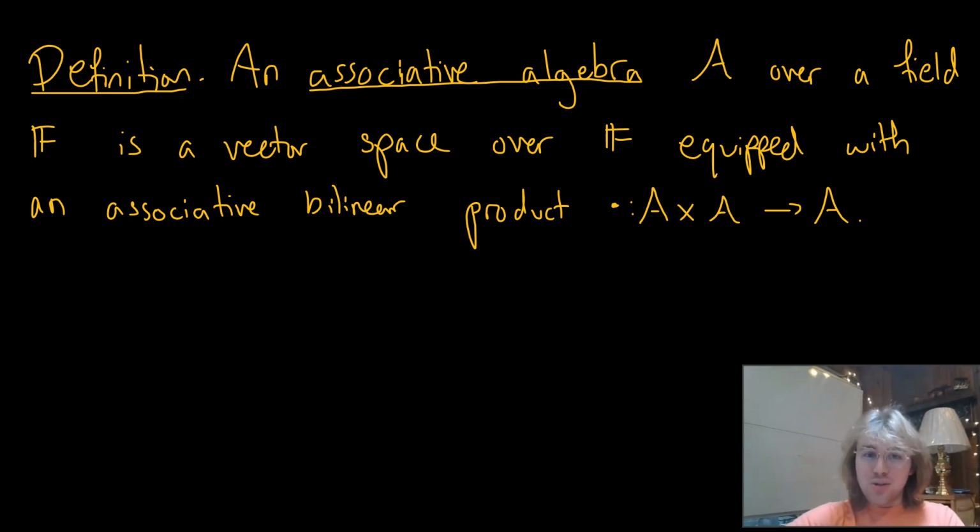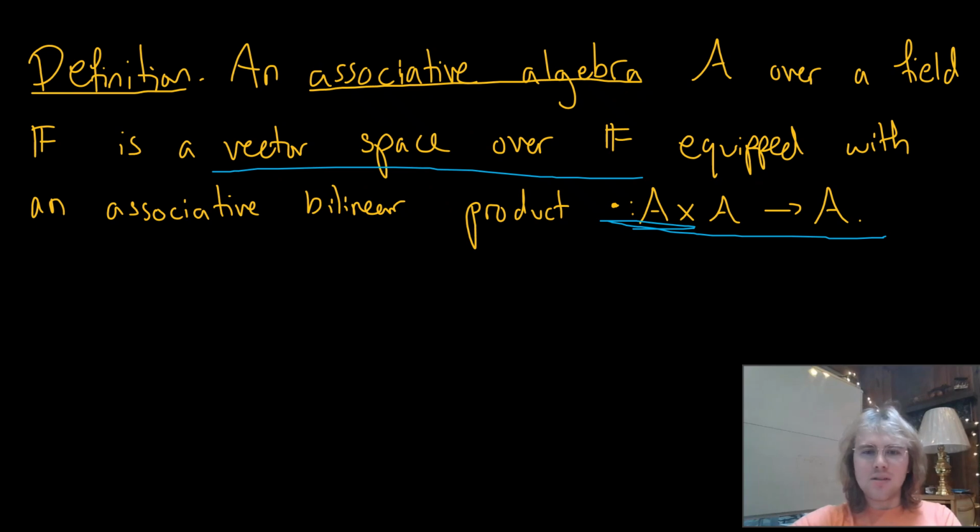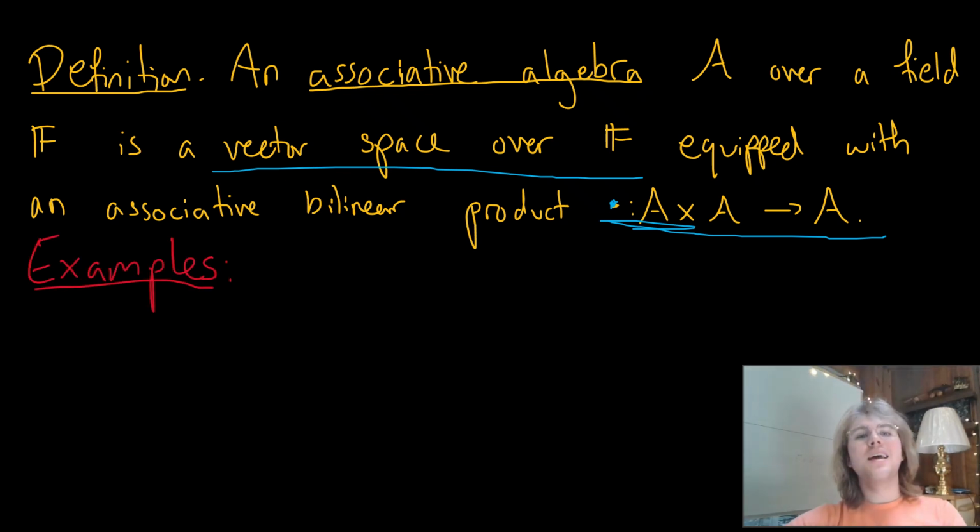An associative algebra is by definition a vector space over some field F with some sort of product. You can call it dot, or sometimes you just don't include it. I'll show you some examples here shortly. That is associative and bilinear. What are some examples of associative algebras?